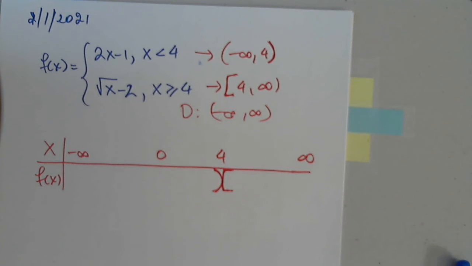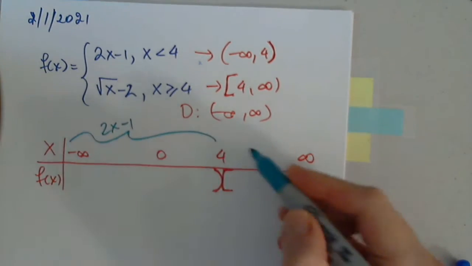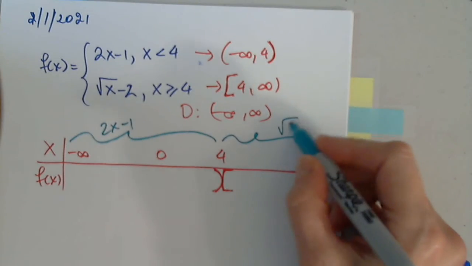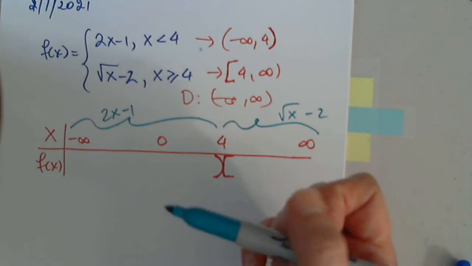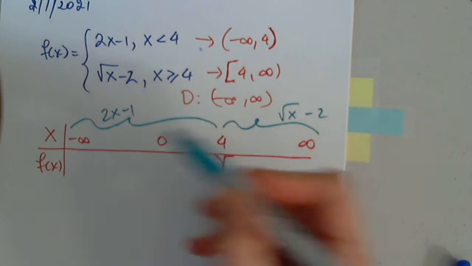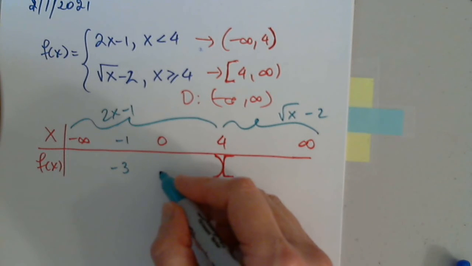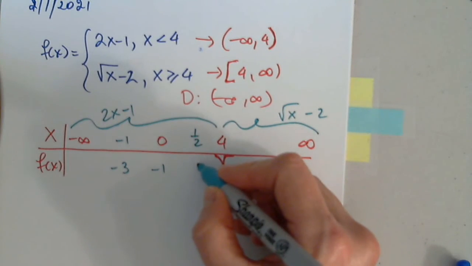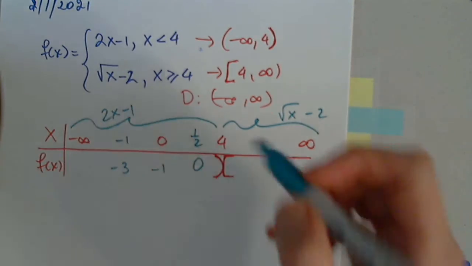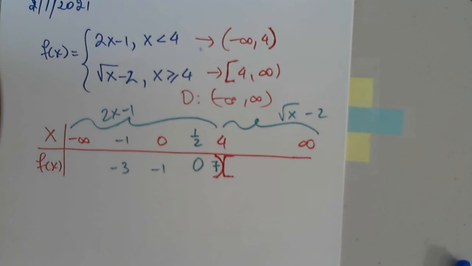Yes? Anyone? Okay, so between negative infinity and 4, I have 2x minus 1, and between 4 and infinity, I have the square root of x minus 2. Is that okay? And I just plug in numbers. Let's say negative 1, I get negative 3. Let's say 0, I get negative 1. Let's say 1/2, I get 0. Let's say 4: 8 minus 1 is 7 inside the parenthesis.